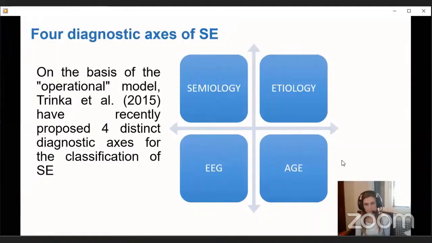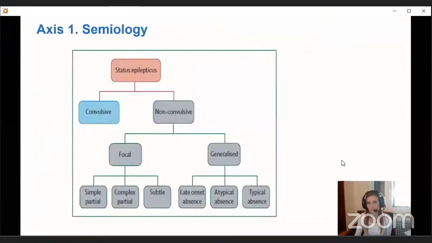Then four diagnostic axes of SE have been proposed by Trinka and colleagues, in which semiology, etiology, EEG pattern, and age of the patient represent the main keys of diagnosis. Semiology is very important because status epilepticus can be convulsive, the one that we have studied more abundantly previously in the literature, and can be non-convulsive, focal, or generalized. The latter is more difficult to diagnose and identify unless you have the possibility to record an EEG, especially in the emergency department.